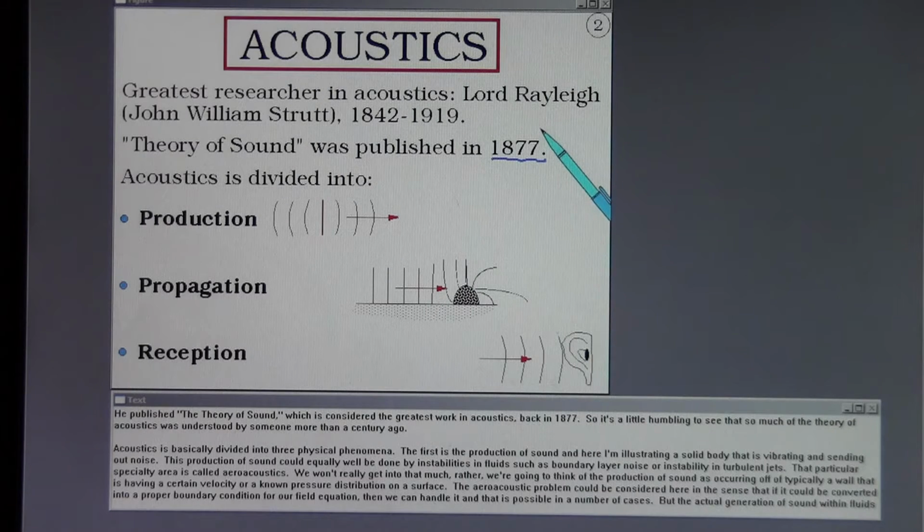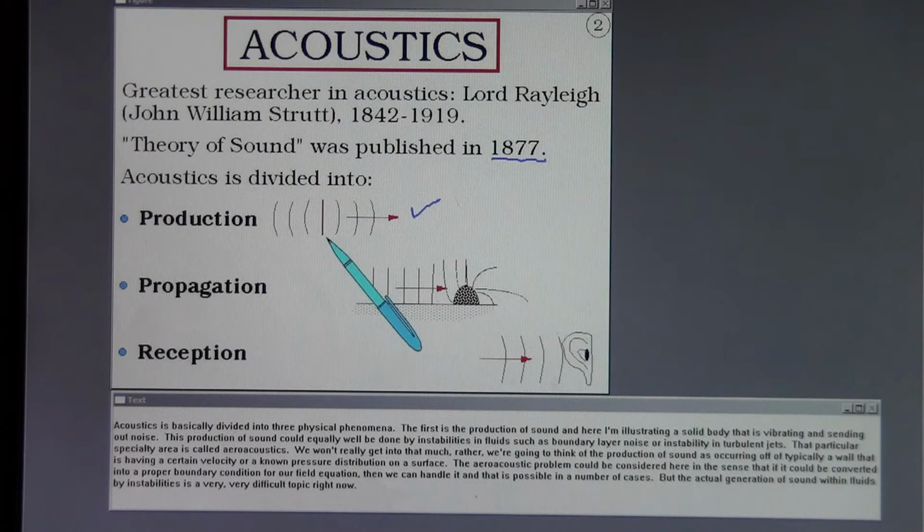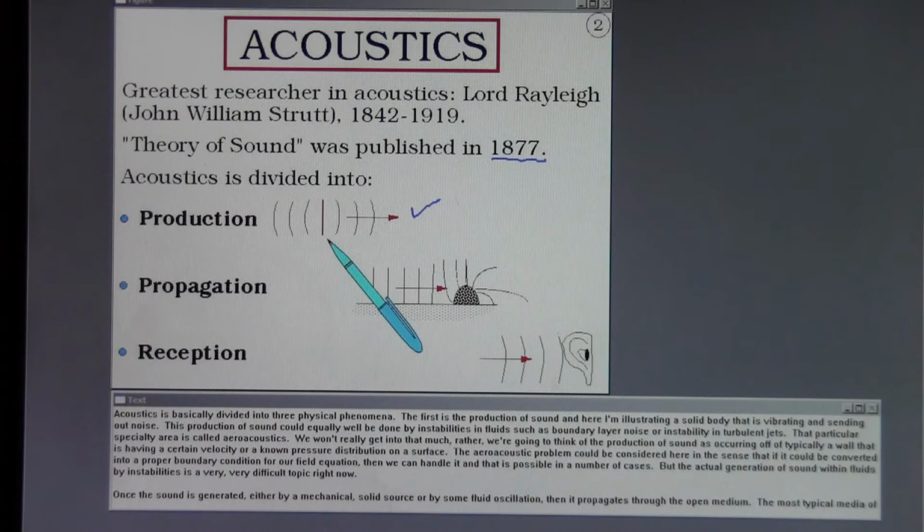Acoustics is basically divided into 3 physical phenomena. The first is the production of sound. And here I'm illustrating a solid body that is vibrating and sending out noise. This production of sound could equally well be done by instabilities in fluids, such as boundary layer noise or instability in turbulent jets. And that particular specialty area is called aeroacoustics. We won't really get into that much.